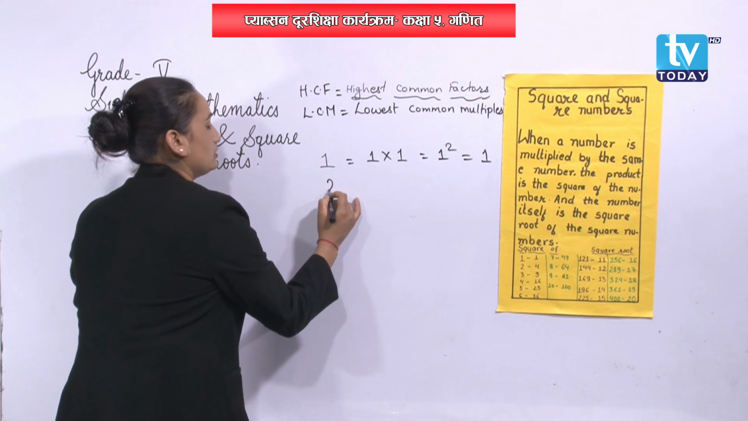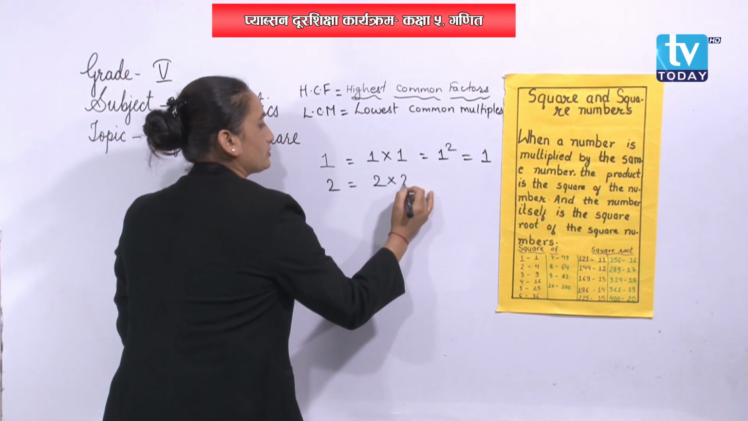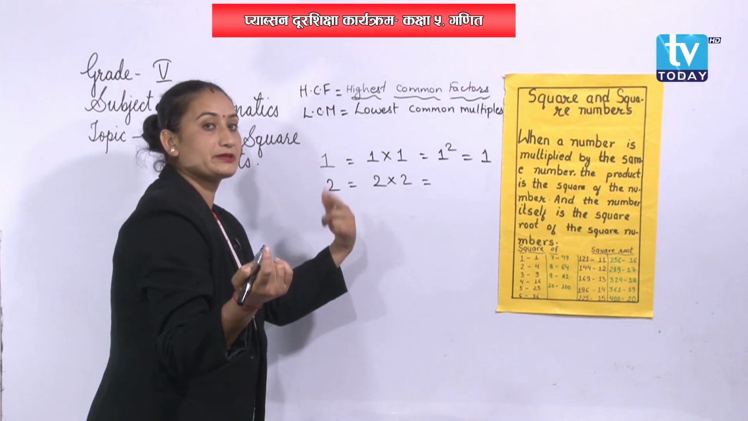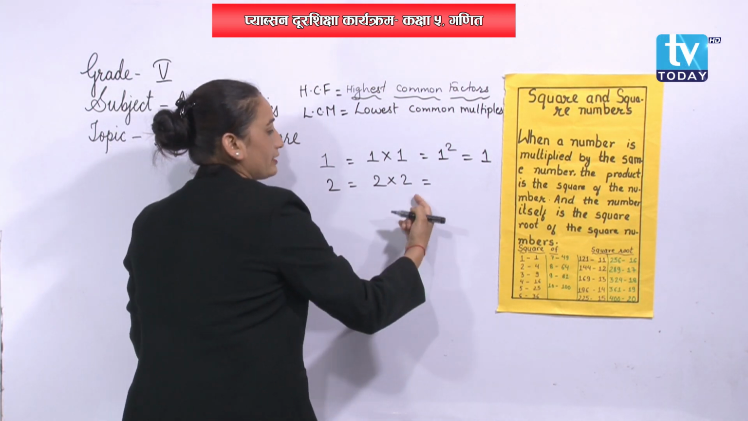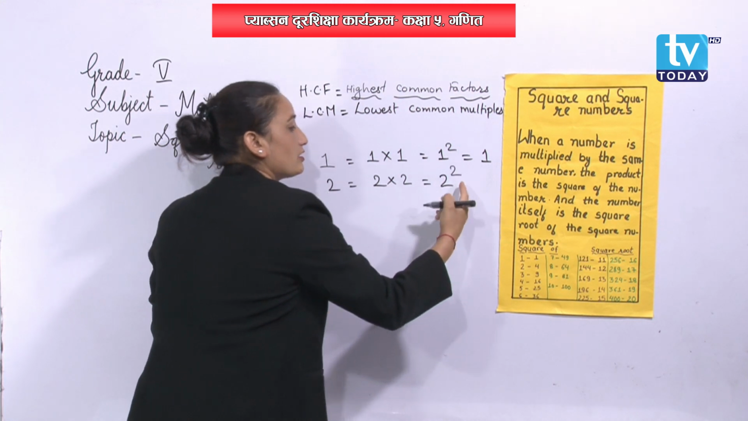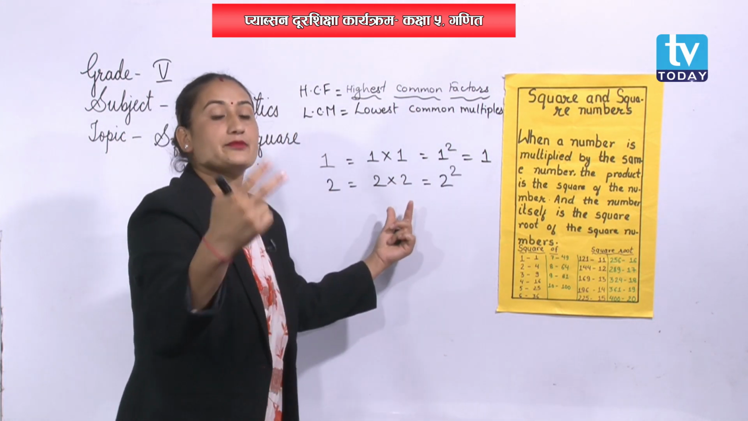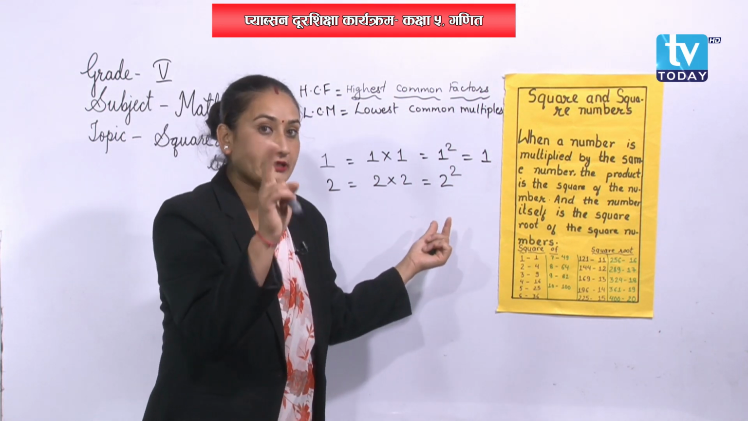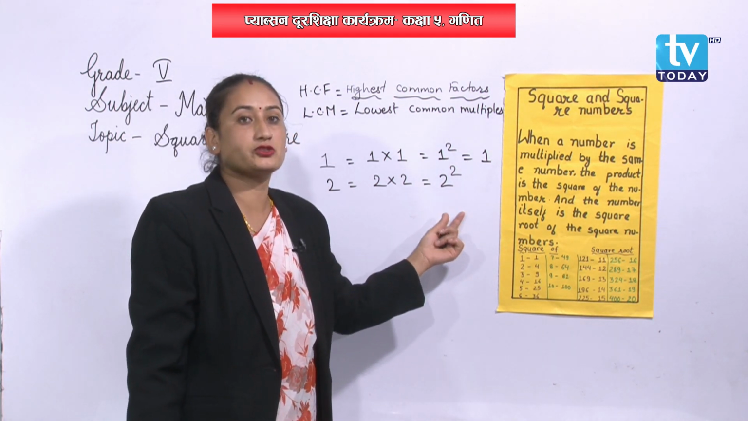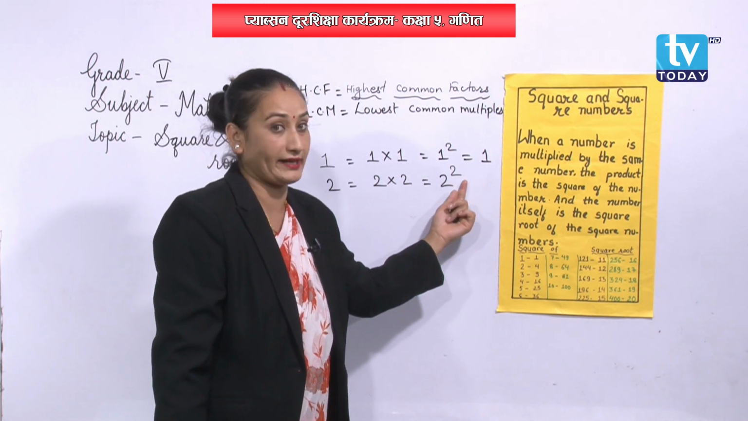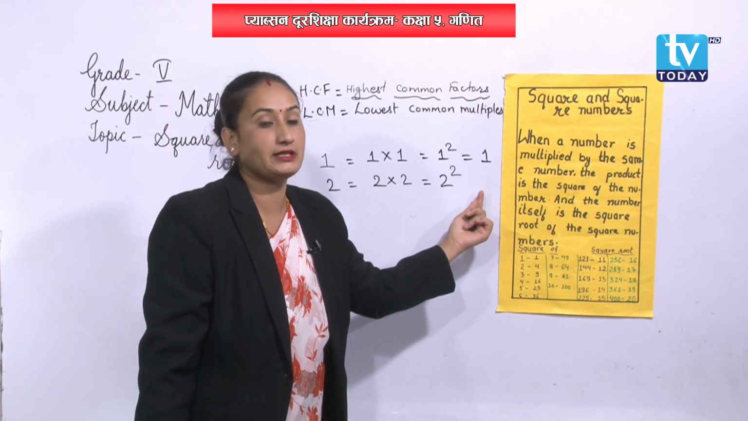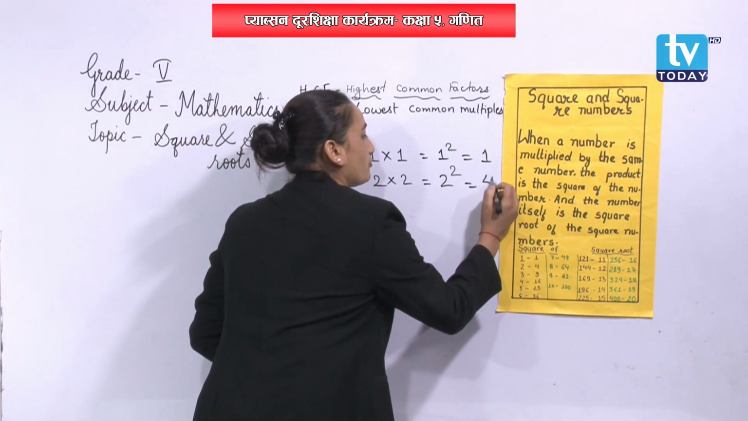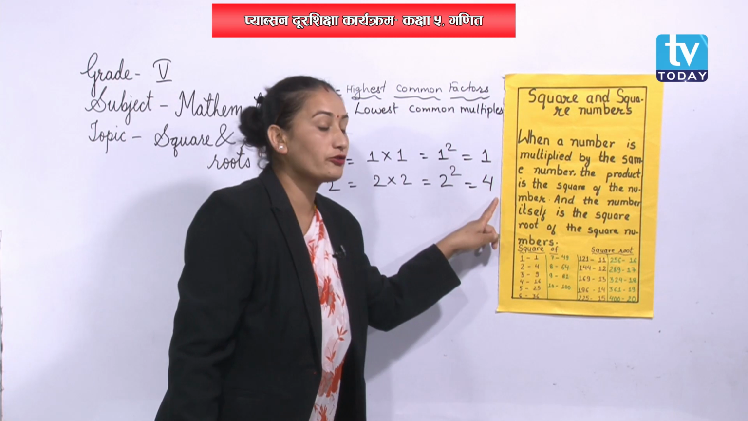Same here, 2. 2 into 2, how many times is it here? The same number is repeating and multiplying, right? 2 into 2 is 2 square. The same number is multiplied 2 times, that is 2 square. And the answer will be a square number. What will be the answer? It will be 4. 2 times 2 is 4.